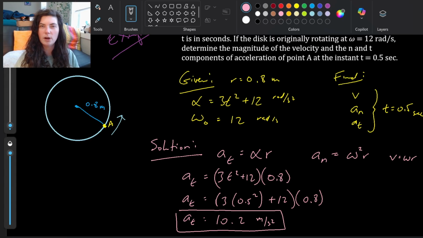Now we don't really know where point A is at that 0.5 seconds. We didn't calculate that, so it's a little bit difficult to give it a direction. So we will just leave it and say it's in the direction of rotation. We don't need to necessarily indicate a direction on that.